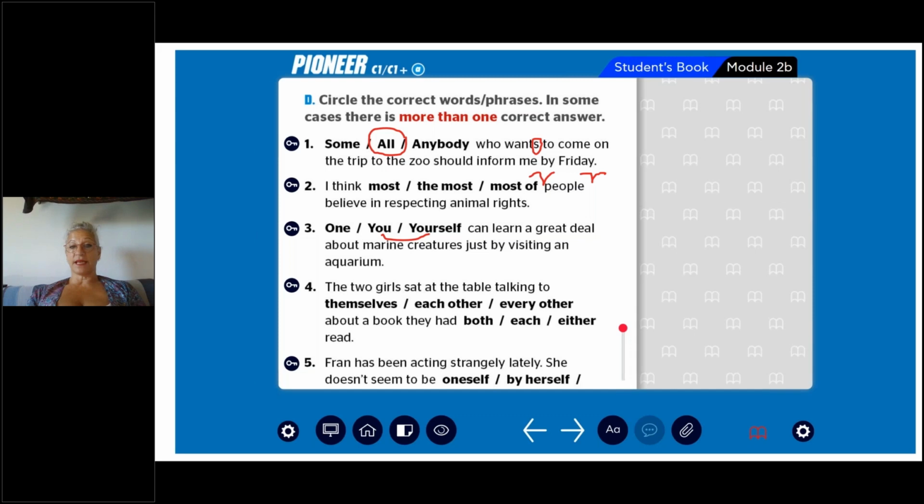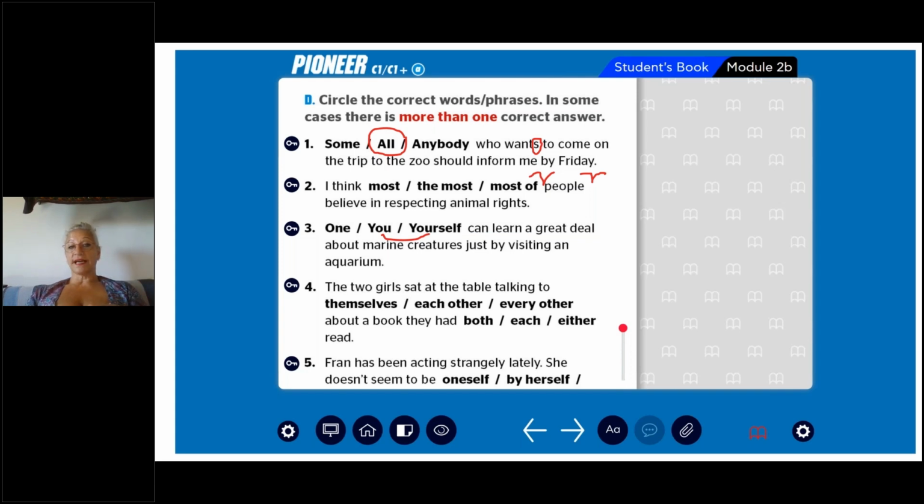And then the same with the next one. What if someone chooses most of? Well, here we have to add something in to make this correct. So most of the people here, for example, most of the people there, most of the people I know.